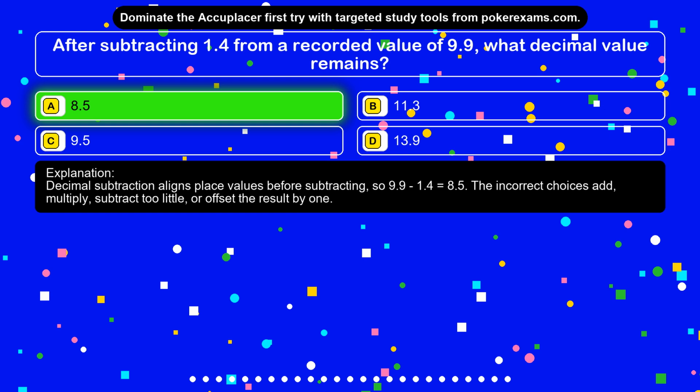Decimal subtraction aligns place values before subtracting, so 9.9 minus 1.4 equals 8.5. The incorrect choices add, multiply, subtract too little, or offset the result by 1.